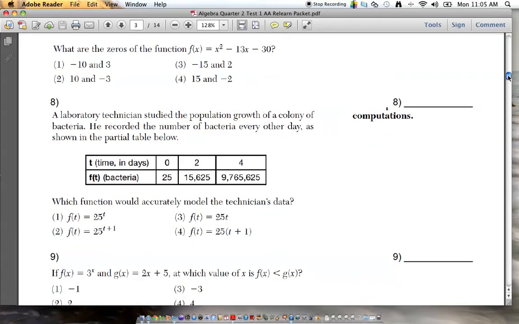What are the zeros of the function x squared minus 13x minus 30? I think just about everybody got this right, but in case you didn't, the first thing I would do is graph it. Later in the year you'll learn another way to do this, but for now the best way to do it is to graph it.